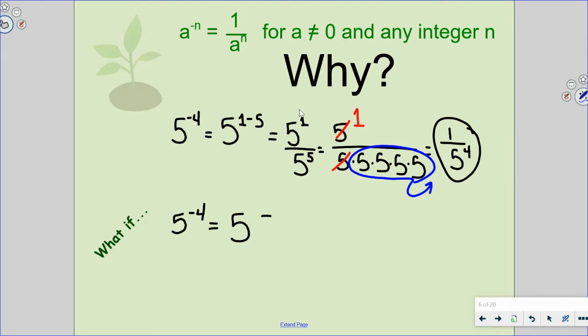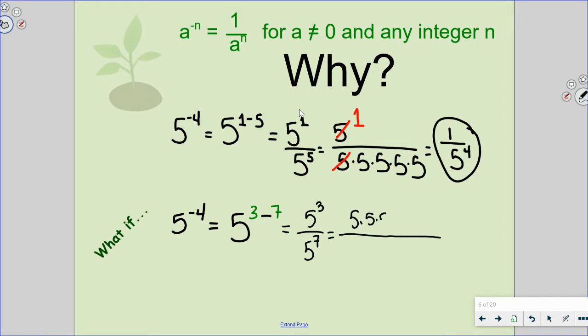Now, at this point, you might ask, okay, Mr. Callan, but what if it's not 1 minus 5? What if it's 2 minus 6? What if it's 3 minus 7? Well, let's see what happens. We can rewrite this as the division of 2 powers, both of which have 5 as its base. The 3 comes first, so that goes in the numerator. The 7 goes second. That's in the denominator. If I were to expand this out, 5 to the 3rd power divided by 5 to the 7th.